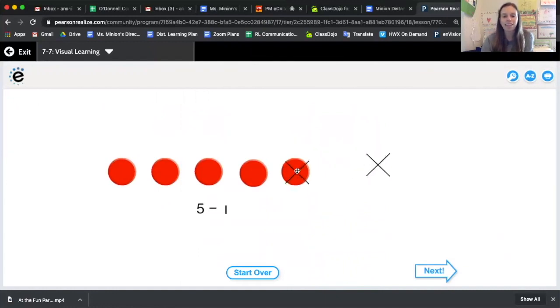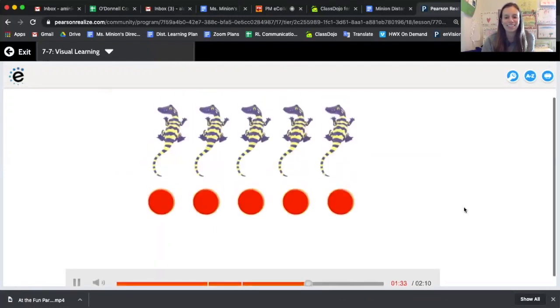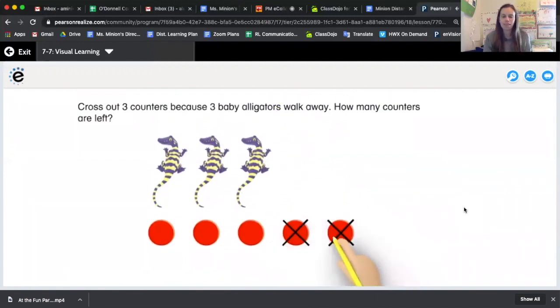3 walked away. So I'm going to cross out 3 counters. 1, 2, 3. The crosses show the 3 alligators that walked away. The number sentence says 5 minus 3 to show we had 5 and then 3 walked away. Minus 3. Cross out 3 counters because 3 baby alligators walk away.